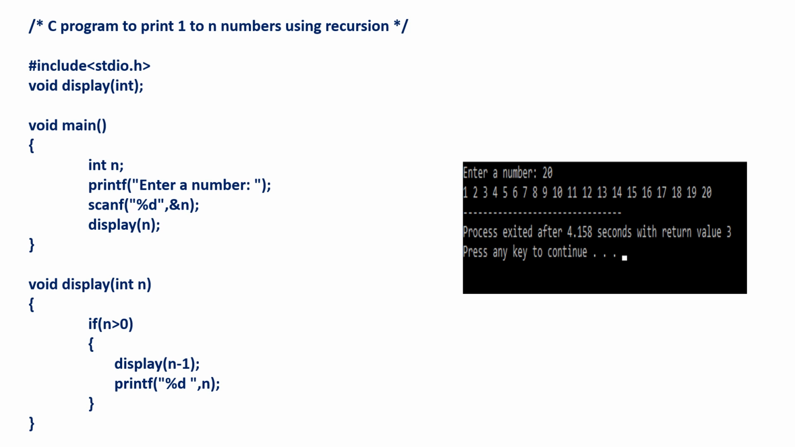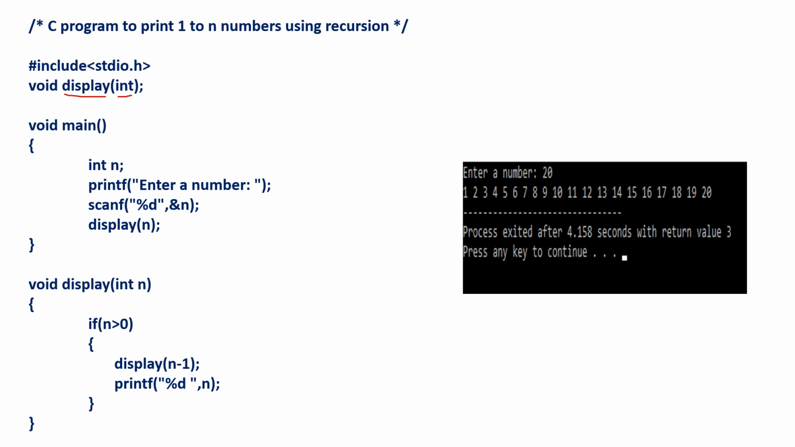What is the program's purpose here? Let us say we want to print numbers from 1 to n. If we take the number 10, we want to print values from 1 to 10. In this example we have taken 20, that means we want to print values from 1 to 20. This is the output. To get this output, we have taken a display function which takes the n value and prints the values. Now the display function is made a recursive function.